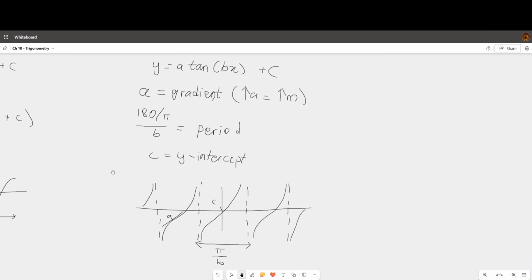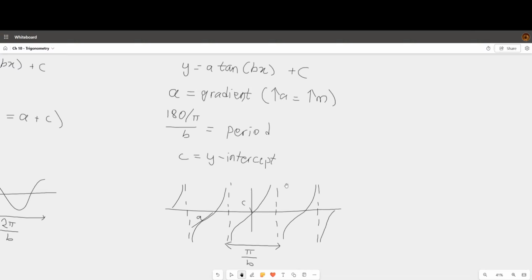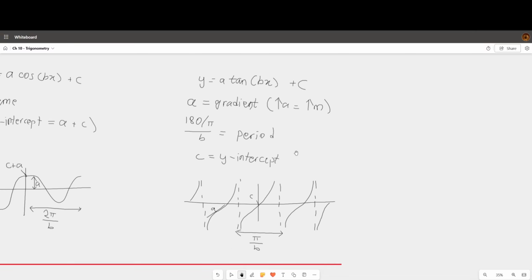Now, tan is completely different from the other two, since it has a range of positive infinity to negative infinity. A isn't actually the amplitude; it is the gradient at the given point, which you don't technically need to know, but basically the higher the value of a, the higher the gradient at that point. The period is again the same thing, but it's actually 180 or pi instead of 360. To keep it simple, we just take the distance between two successive asymptotes, and c is once again the y-intercept.